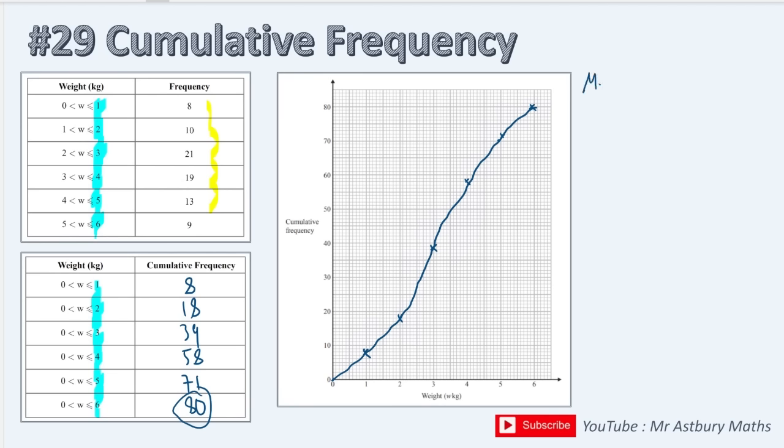For example, a common one is work out the median. Well, there are 80 people, so the median happens after the 40th person, the halfway point. You go down here, you go along, and you've got roughly just over 3 kilograms. And you might also be asked for the interquartile range. That's another common question.